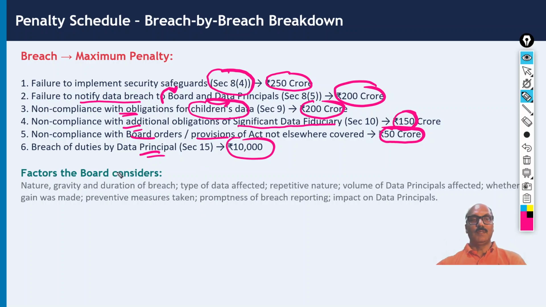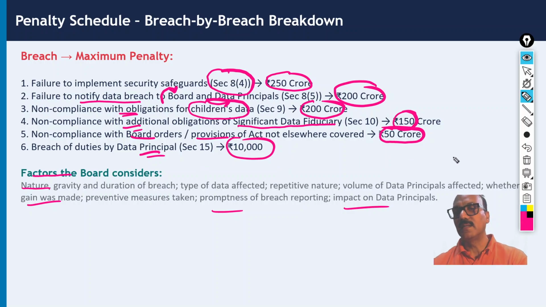So the board, after looking into the non-compliance or the breach, takes into consideration the nature, duration of the breach, who is affected, and the repetitive nature. So all these things will decide the penalty.